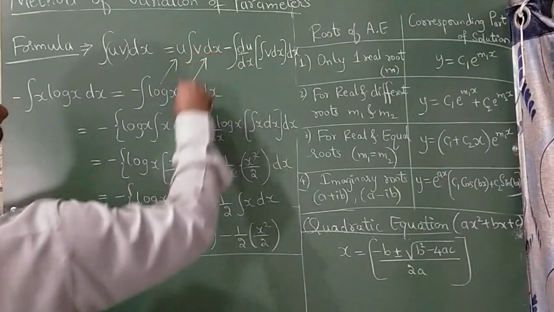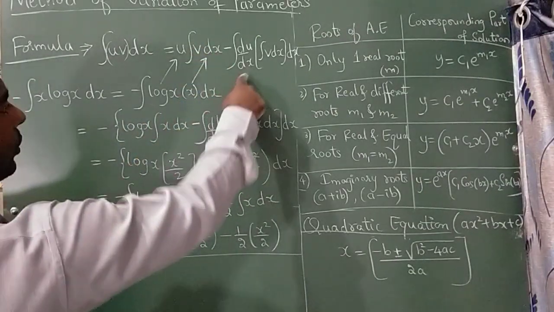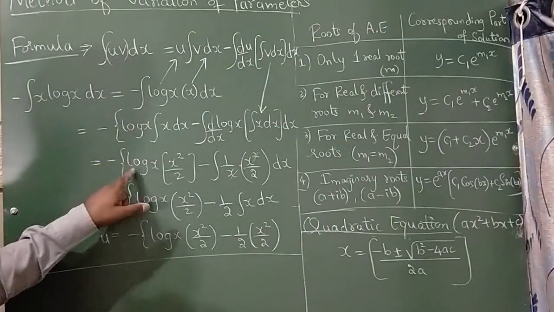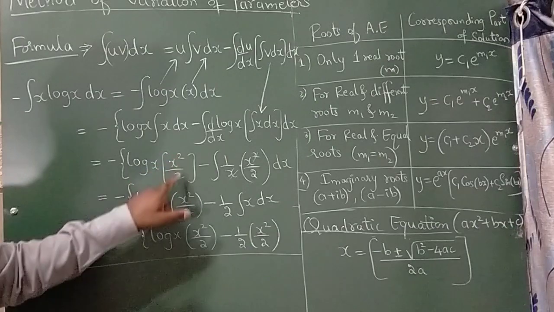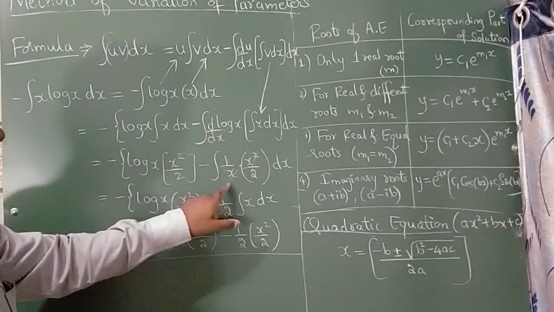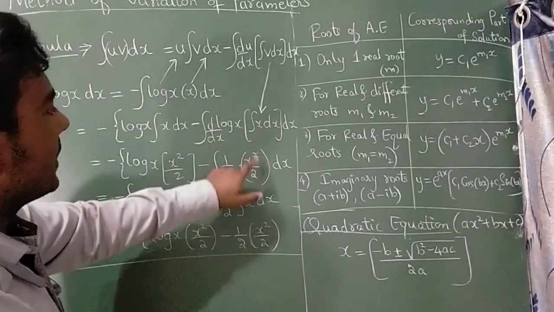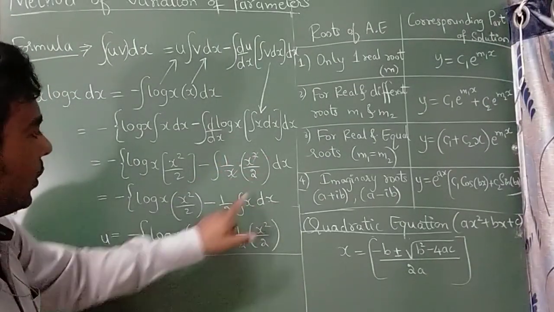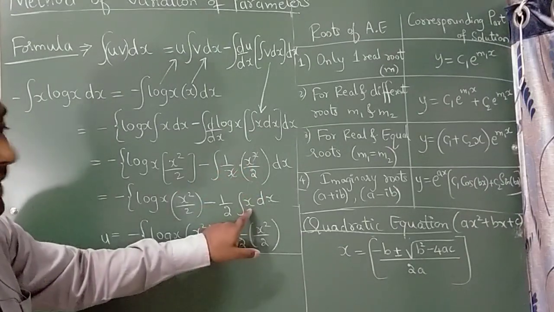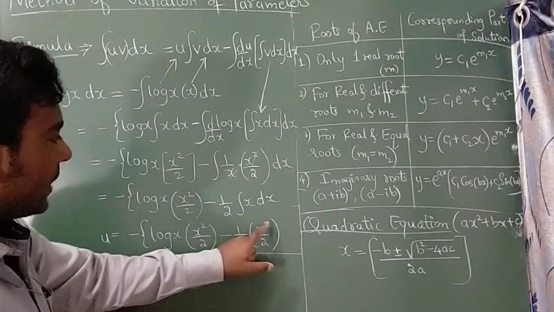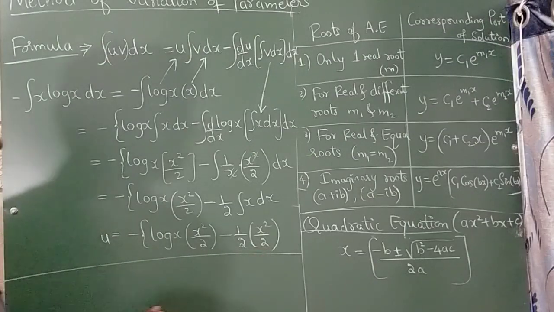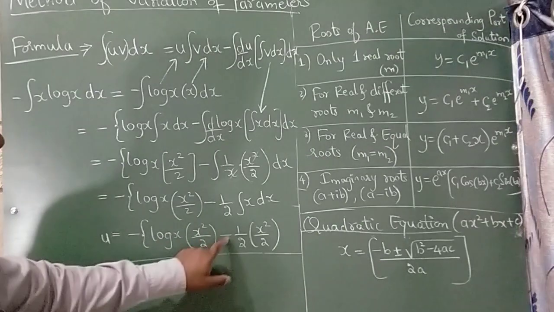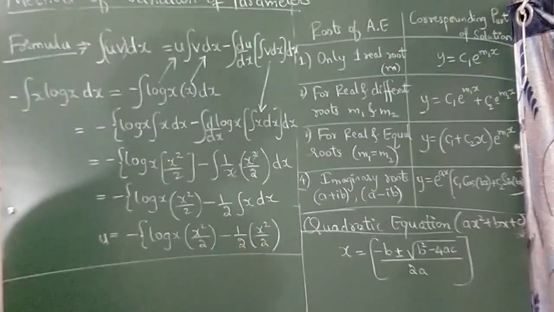Now in place of u, I am going to substitute log x. In place of v, I am going to substitute x. Here also d by dx of log x. Here in place of v, I have substituted x. Now log x, right as it is, integration of x is x square upon 2, minus d by dx of log x is 1 upon x. Integration of x is x square upon 2. Fine. This x and this x get cancelled. So 1 upon 2 is constant. Integration of x is remaining. Integration of x is x square upon 2. Fine. So this is u value. That is minus log x, x square upon 2 minus 1 upon 2, x square upon 2. Let's find v.